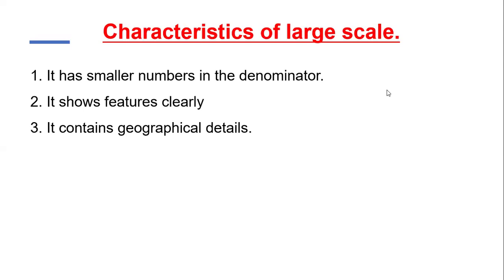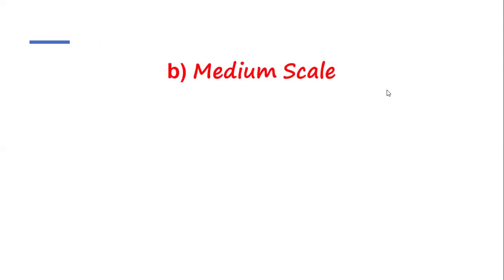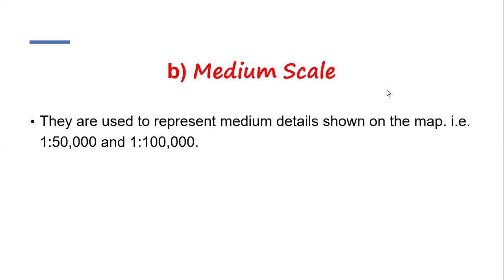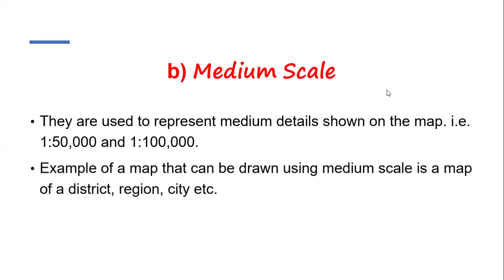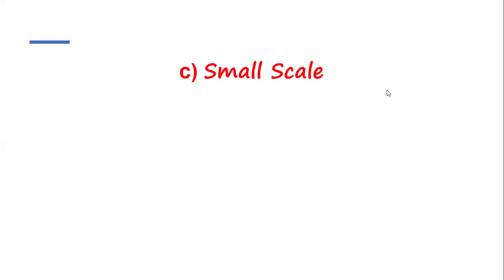Now let's move on to the other one, that is the medium scale. These kinds of scales are used to represent medium details. On the map, we are talking about areas that are not very large or very small, but medium size. Take for example a region, district, city, etc. So the maps that can be shown using these medium scales are maps of places like a district, region, city, etc.